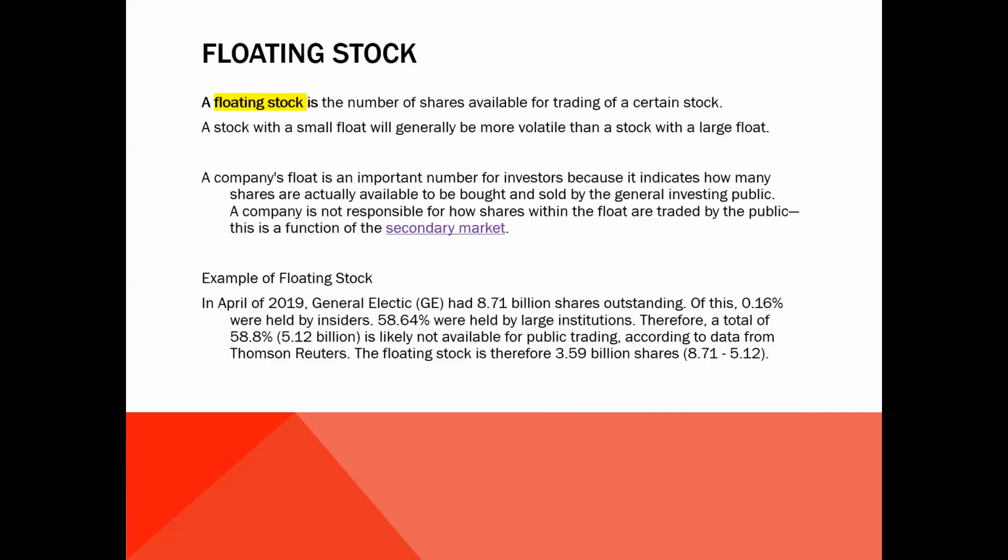Let's say there were 8.71 billion shares outstanding, which means the total for the whole entire corporation. 0.16% were held by insiders, or people inside of the company. 58.64% are held by large institutions, which are the big institutional investors that are out there. That means you have a float of 3.59 billion. Where did we get that number from? 8.71 billion, which is the total, minus what is being held by the insiders and institutional investors. Well, the public gets the rest of those stocks.